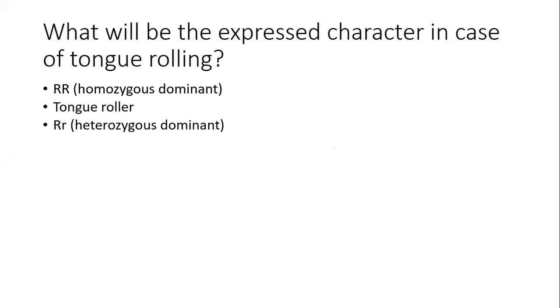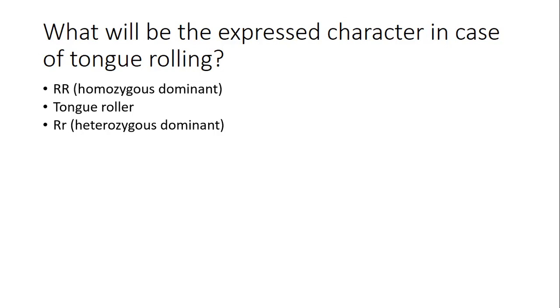So what will be the expressed character in case of tongue rolling? If it is capital R capital R, it is called homozygous dominant. Homo means same, and dominant because it is capital R. If dominant, you have to know that it will be expressed anyway, anyhow, anywhere. Even if one dominant character is there, it will be expressed. So here in this case, it will be a tongue roller. One capital, one small is heterozygous dominant. As I said, dominant is expressed anytime, anywhere, anyhow. It doesn't matter what is present.